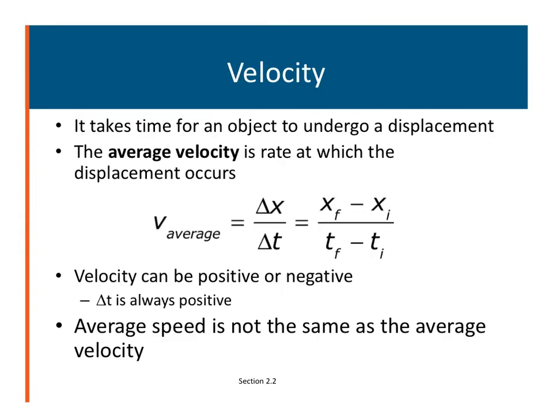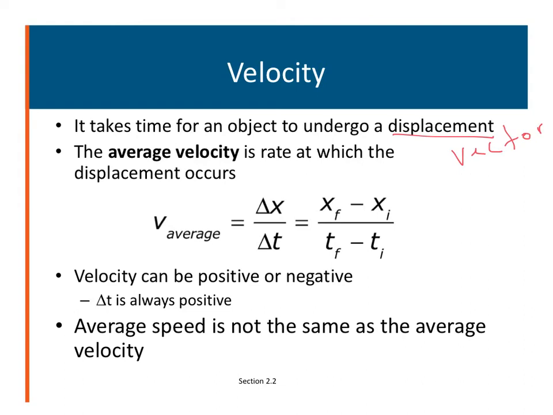Velocity, however, may look the same on the surface, but is very different. Velocity is the time rate at which an object undergoes a displacement. So right off the bat, instead of talking about a distance traveled, it's a displacement. So this is a vector instead of a scalar. And so velocity itself will also be a vector.